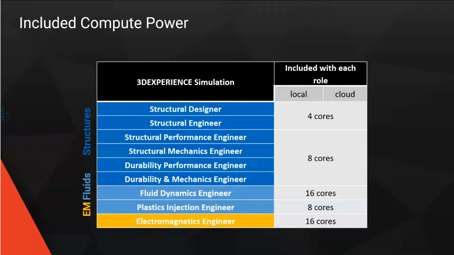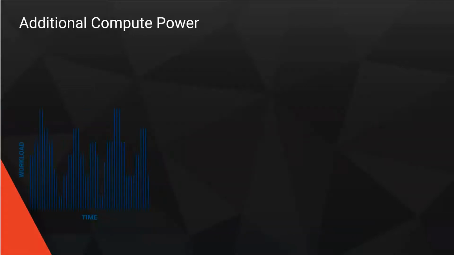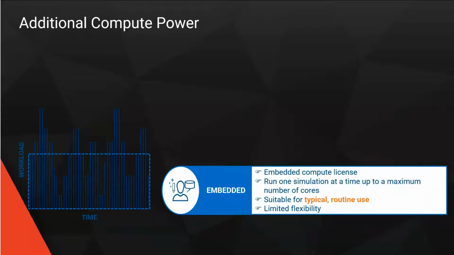And I obviously mentioned already, when you're using cloud simulations, you can continue to design your tool or whatever you need on the side, because it happens externally. So the way the licensing works is very straightforward. You have the embedded license, which is what we described. You can run 1 simulation at a time to a maximum number of cores. It's suitable for typical routine use.